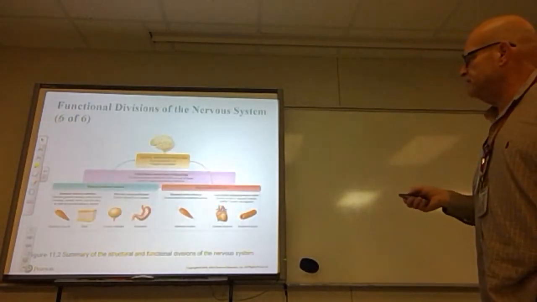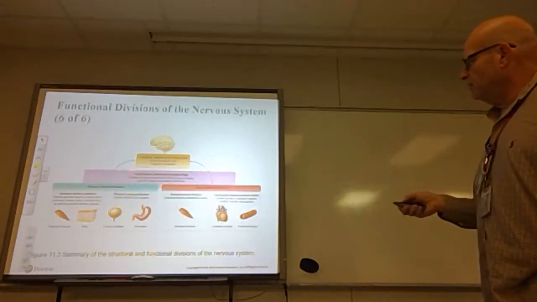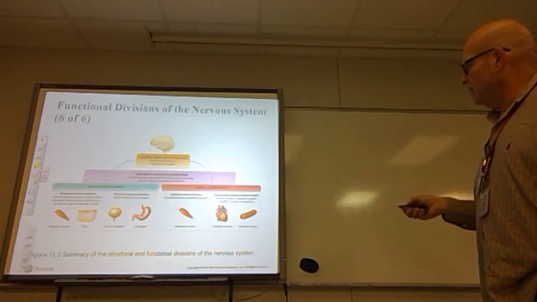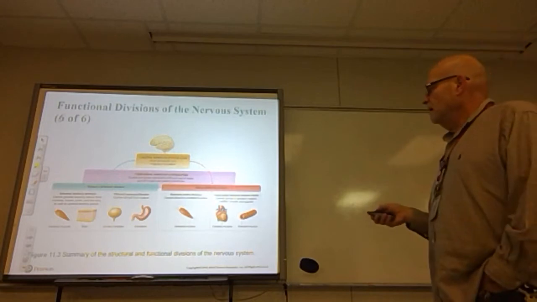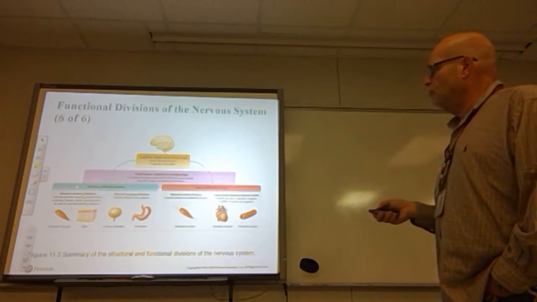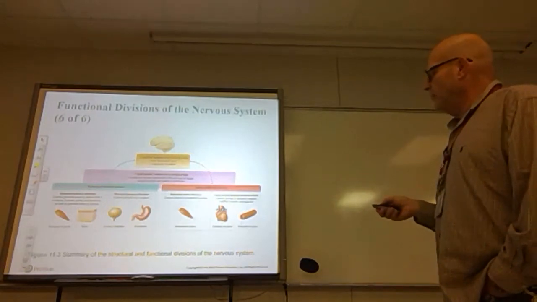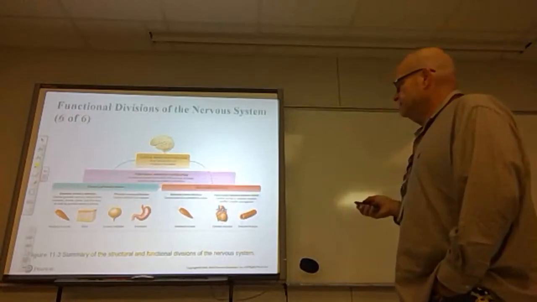So we have the central nervous system here. There's the peripheral nervous system, but the signal goes to the motor or efferent division, either skeletal muscles, cardiac muscle, or smooth muscle. It is then interpreted by the somatic or visceral division, and then the proper reaction happens.